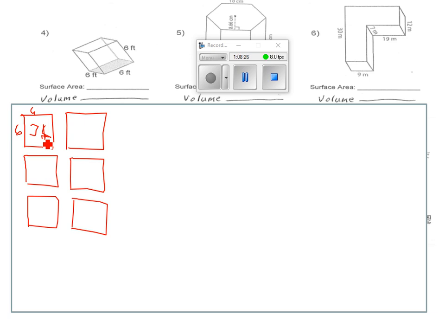Is it the same every time? No. How come this one did come out the same? Because it's 6. Because it was 6, and how many faces do you have? There's 6 faces. That's why it came out the same.